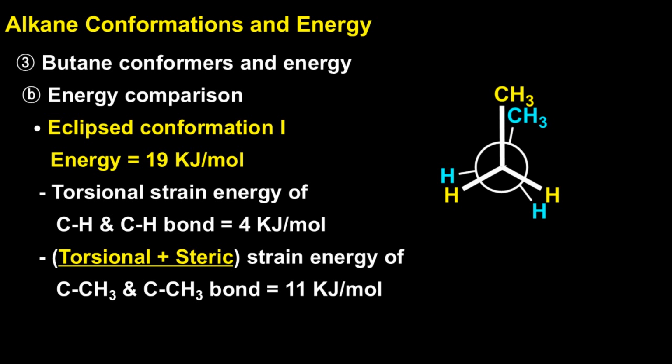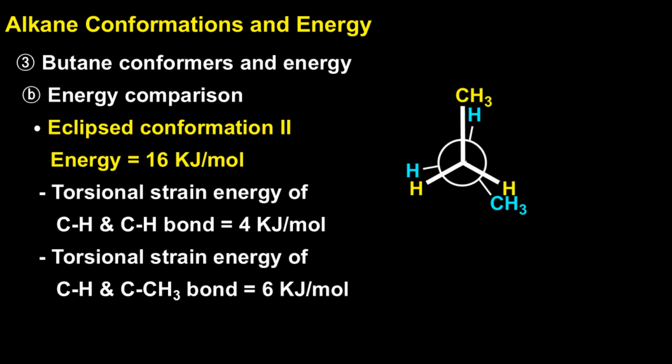Now let's compare their energy differences. The fully eclipsed conformation has the highest energy, about 19 kilojoules per mole, and that's because of the strong methyl-methyl repulsion happening when the two bulky groups line up. The eclipsed conformation at 120 degrees has a slightly lower energy, around 16 kilojoules per mole, because this time, a methyl group is eclipsed with a hydrogen, not another methyl group. That means less steric strain and slightly lower energy than the fully eclipsed form.